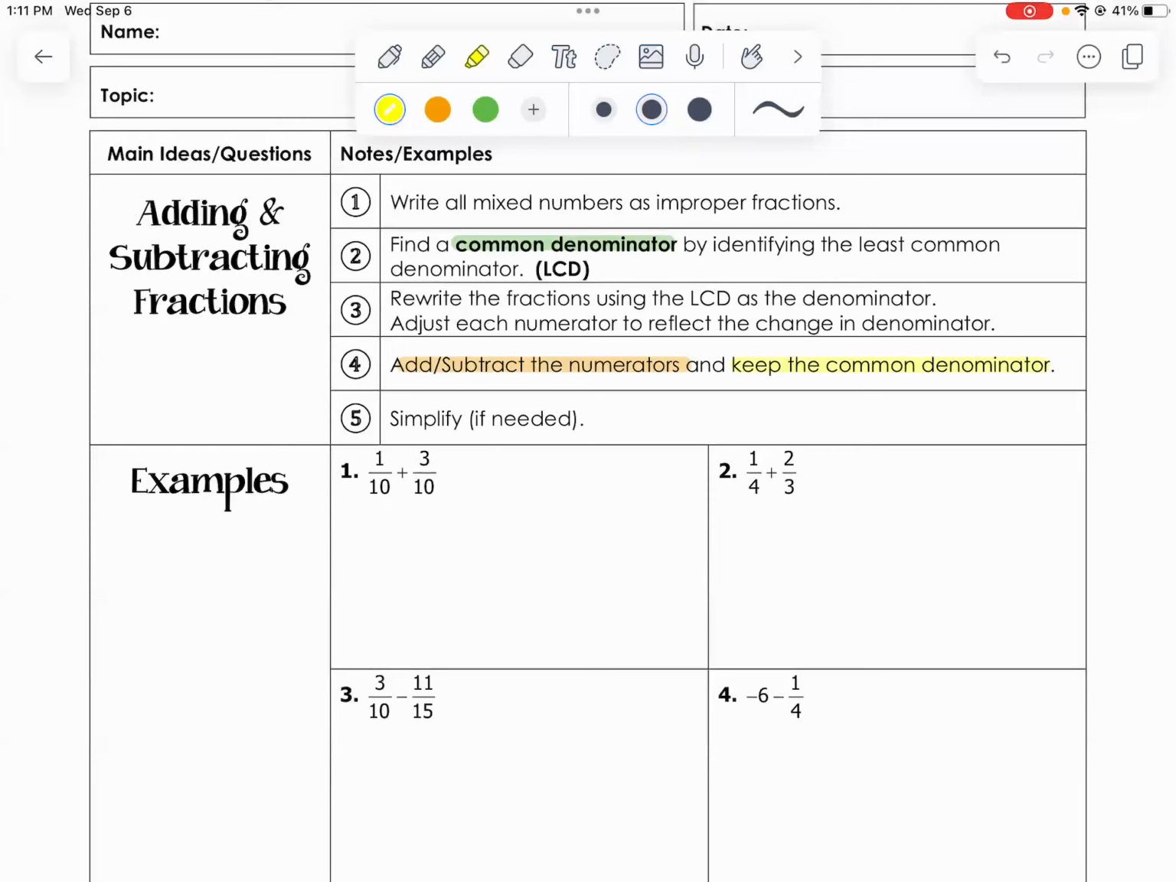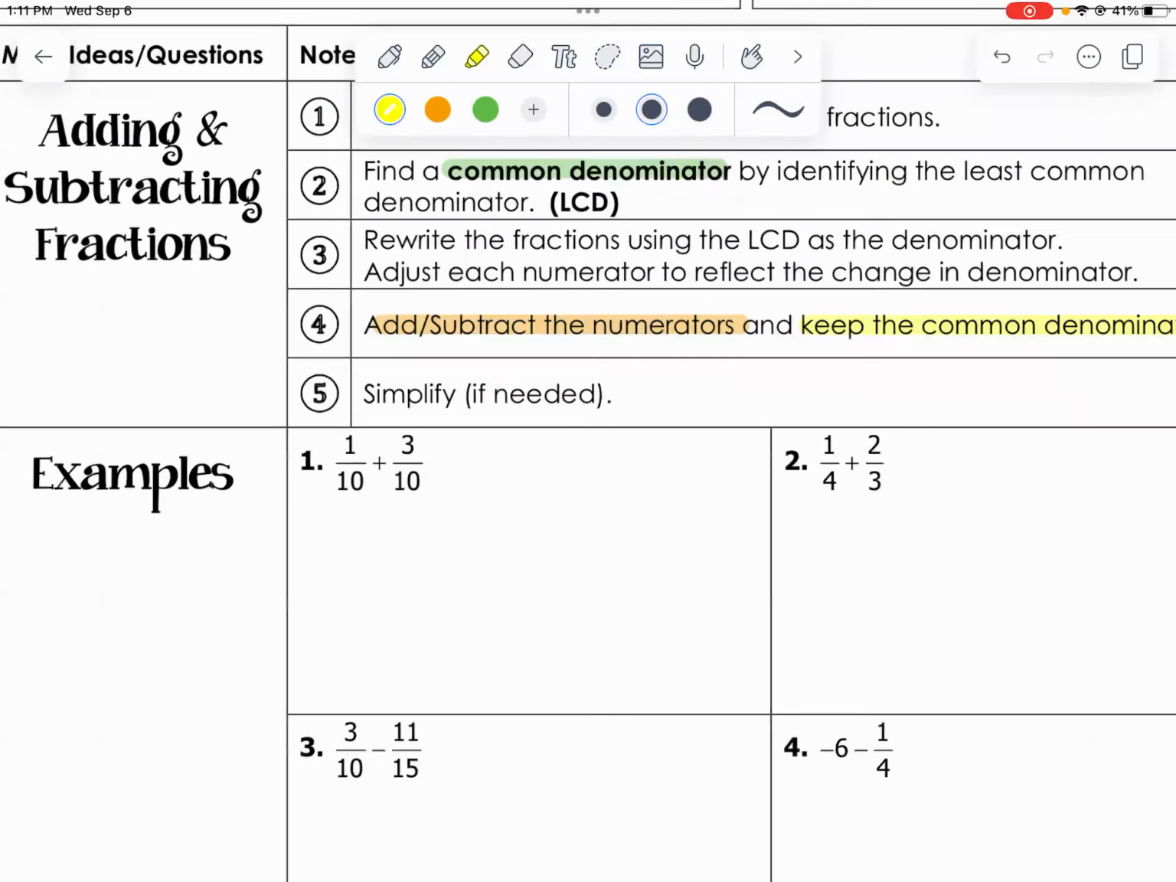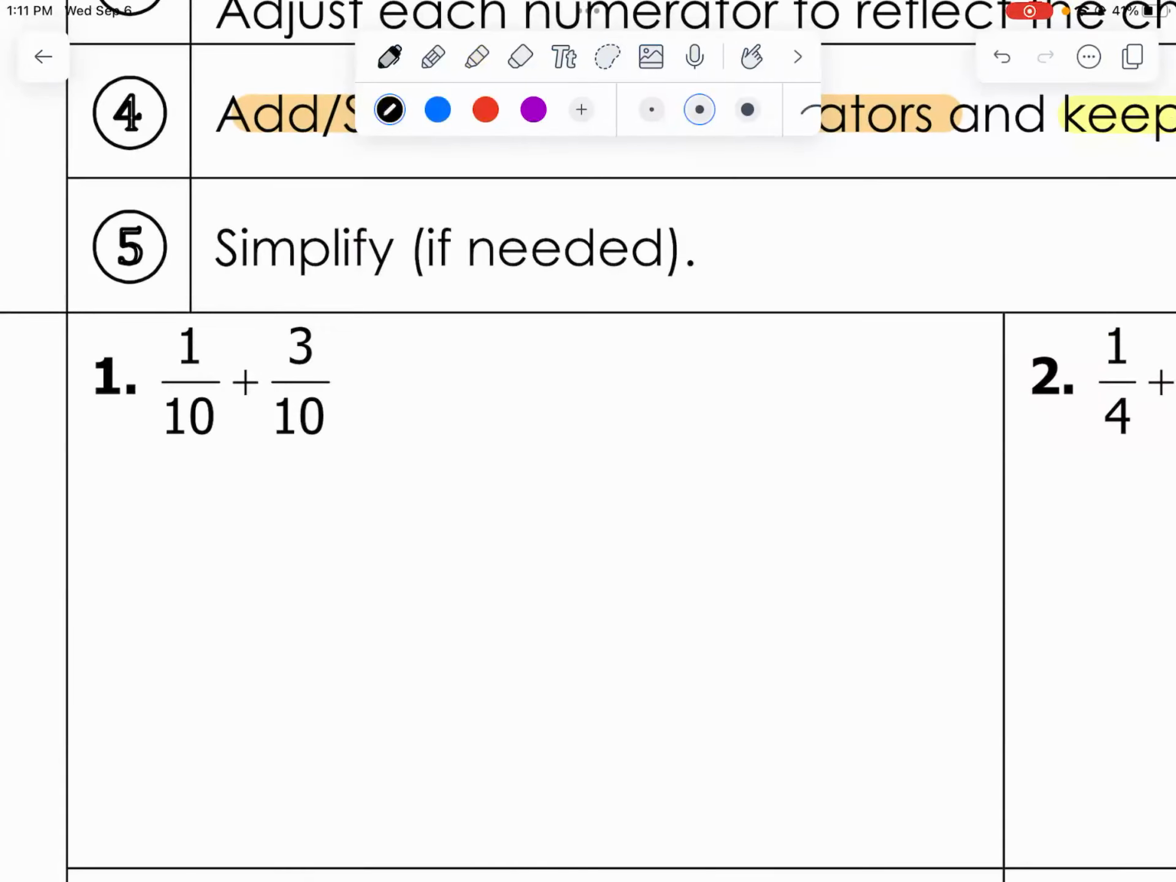So in number one, do we have common denominators? Yeah, we do. So write this with me, please. When we are adding fractions and we have a common denominator, our denominator stays the same. And then we can add or subtract the numerator. So Alexander, what does our numerator become? 4. Okay.